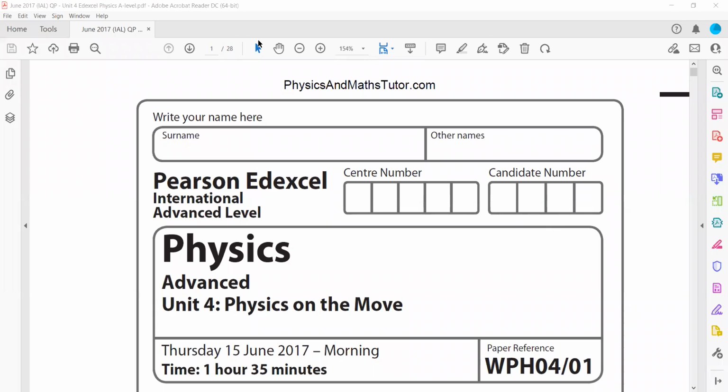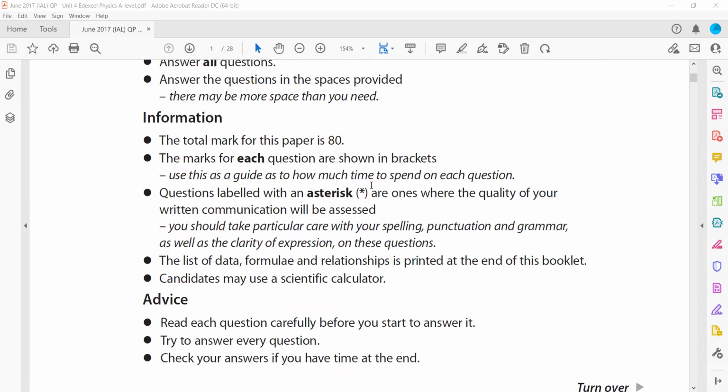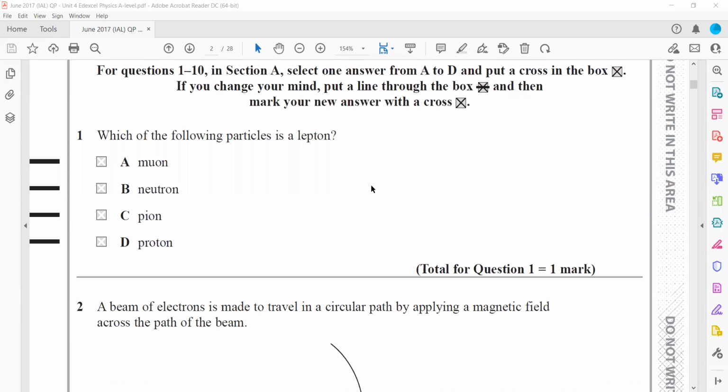So this one is June 2017, Unit 4. Which of the particles is a lepton? Lepton families: there is a quark family, 6 quarks, and 6 leptons. So muon is actually a lepton.